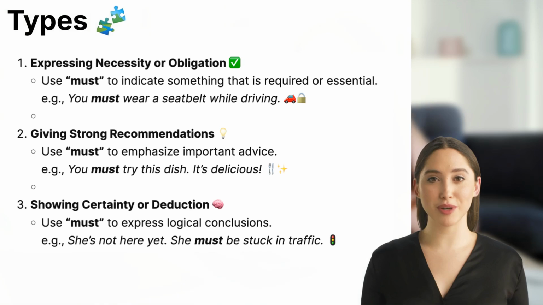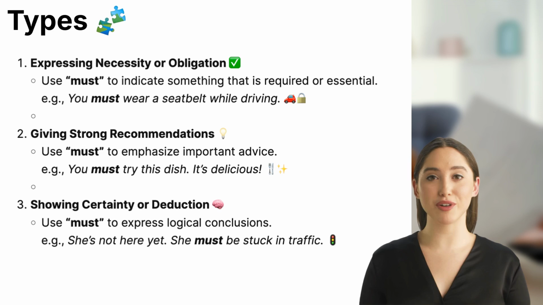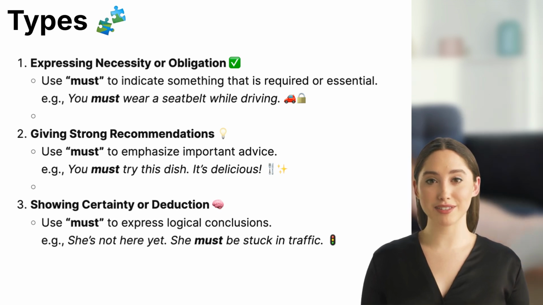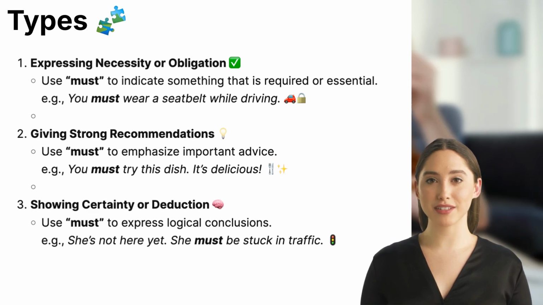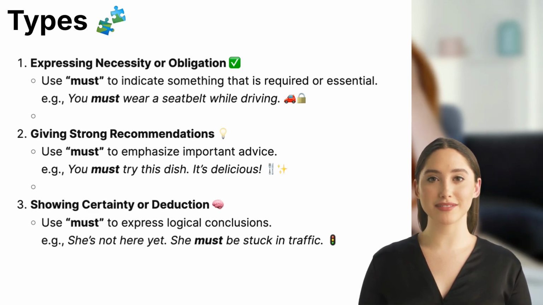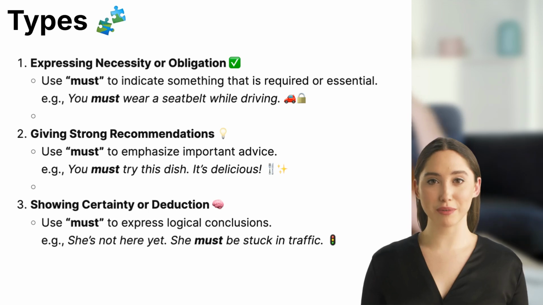In this lesson, we'll go over 5 key ways to use must with clear explanations and examples. Let's get started. 1. Expressing necessity or obligation. Must is used to indicate something that is required or essential. Example: You must wear a seatbelt while driving. This means wearing a seatbelt is a necessary action for safety and following the law.